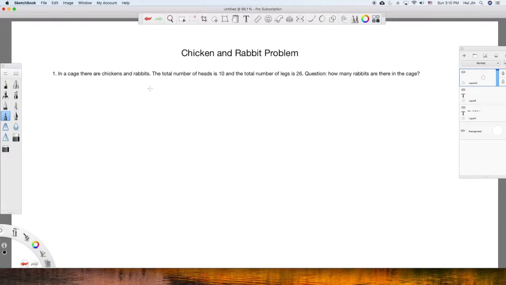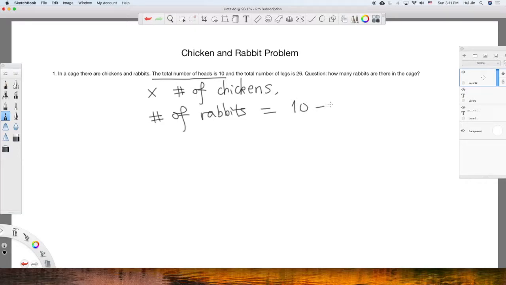So we're only going to introduce one variable. X is the number of chickens. Now, just from X number of chickens, since the total number of heads is 10, we can know the number of rabbits will equal 10 minus X. Agree?